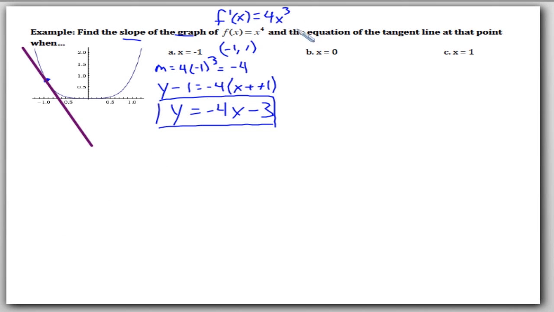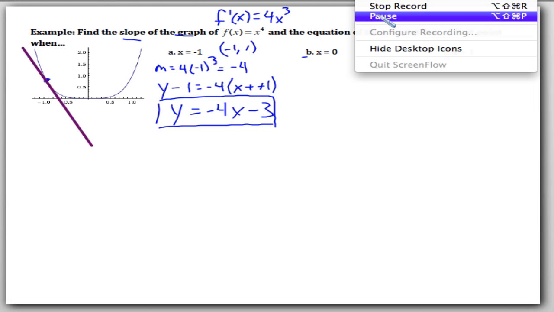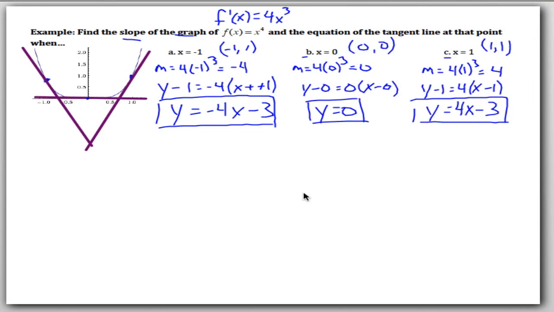All right, I want you to go ahead and try B and C on your own. Again, it's just plugging the x into our derivative function and then finding the equation using a point and the slope. Go ahead and check your work here, and then when you're good, let's move on.